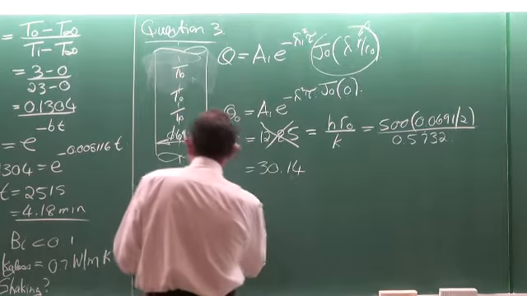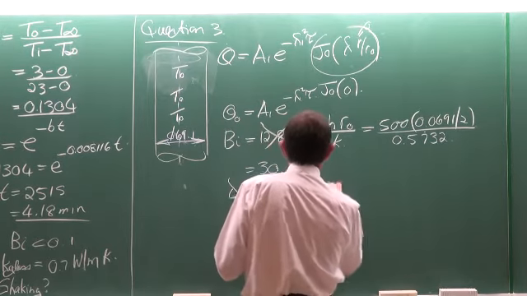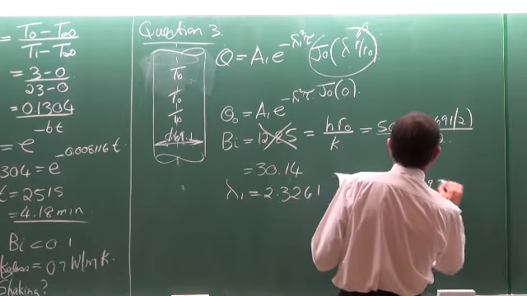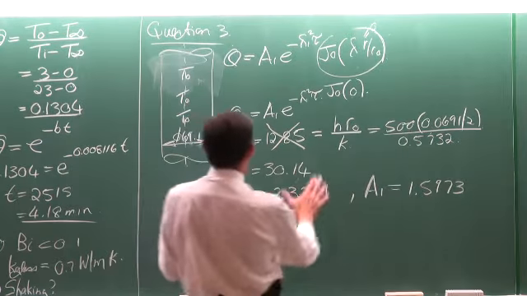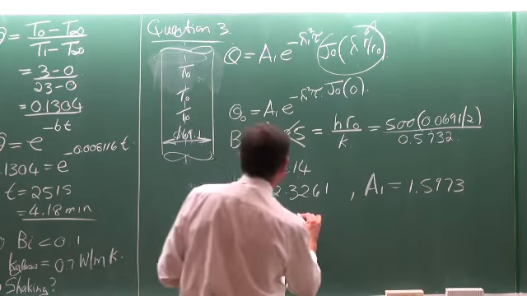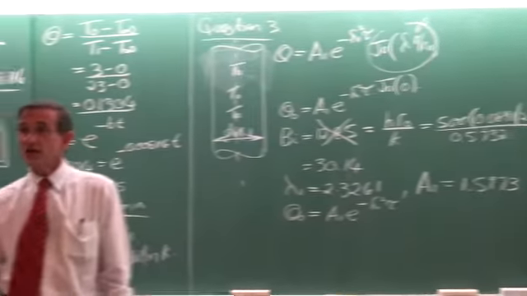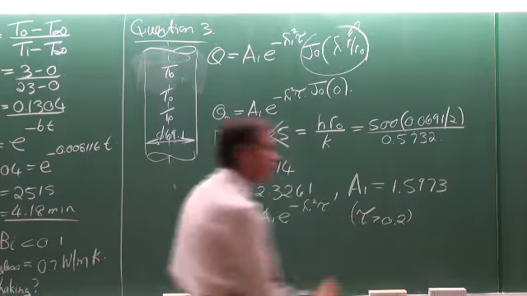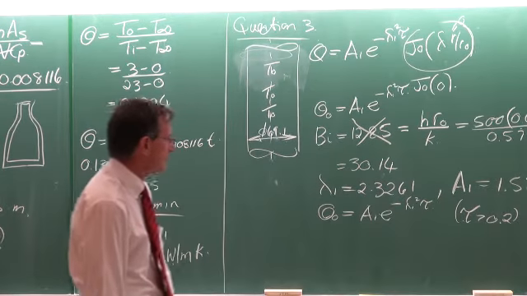Okay, so with that Biot number, we can go and get the lambda, which is equal to 2.3261, and we can get A1, which is equal to 1.5973. In making this assumption, saying that the non-dimensionalized temperature is equal to A1 e to the minus lambda 1 square multiplied by tau, we hope that tau is going to be larger than 0.2. Because if it's not, then we do have a lot more work to be done. So we make that assumption.